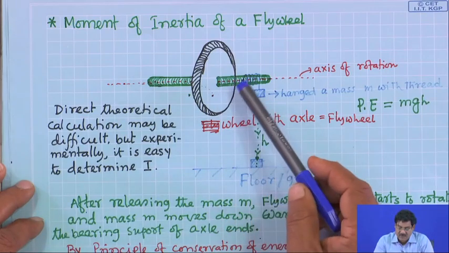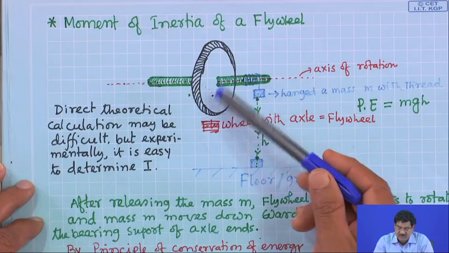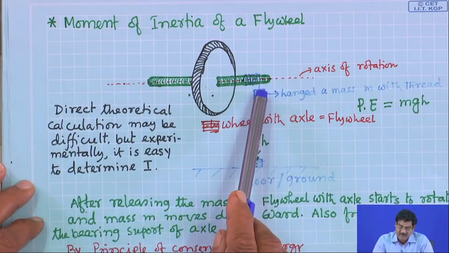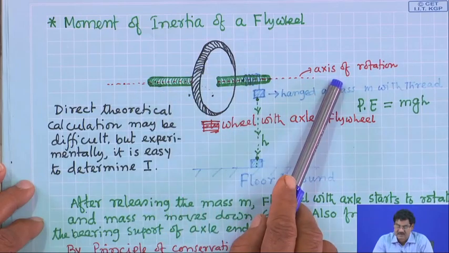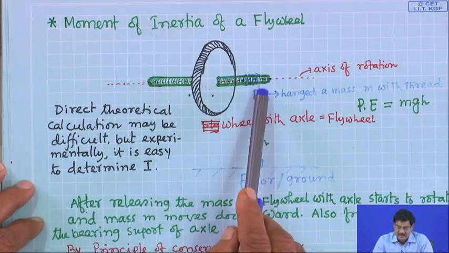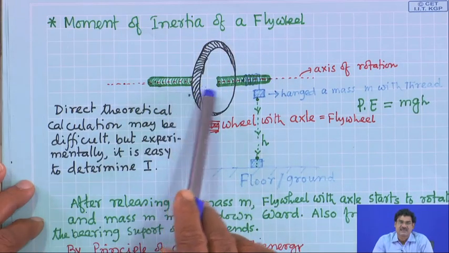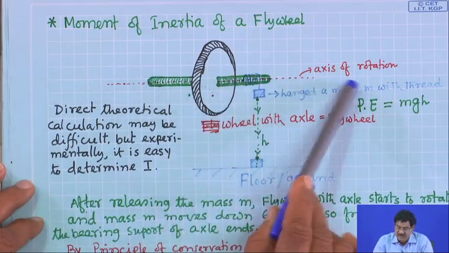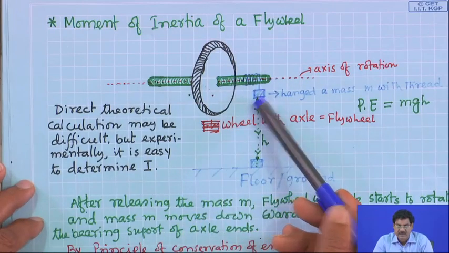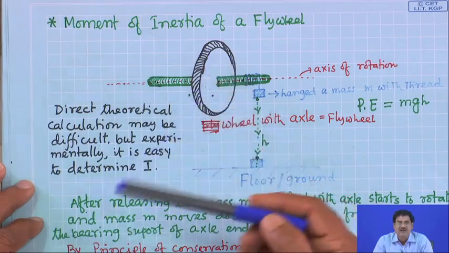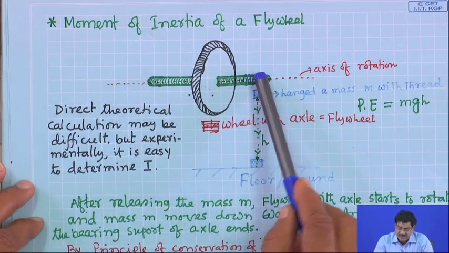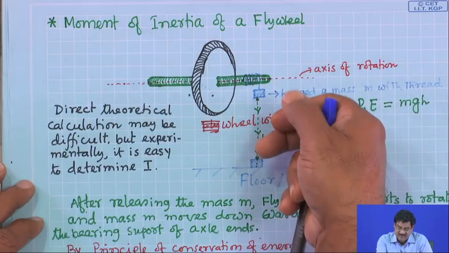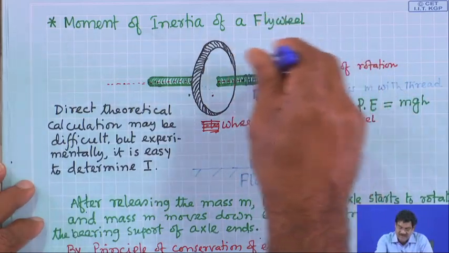So, now this mass is attached with this axis, with this flywheel, and overall this center of mass or center of gravity will not pass through this axis of rotation. So, if you just leave this mass, then this wheel will start to rotate and the mass will come down, because the mass is on this side, so the center of mass will be shifted to this side of the axis of rotation.